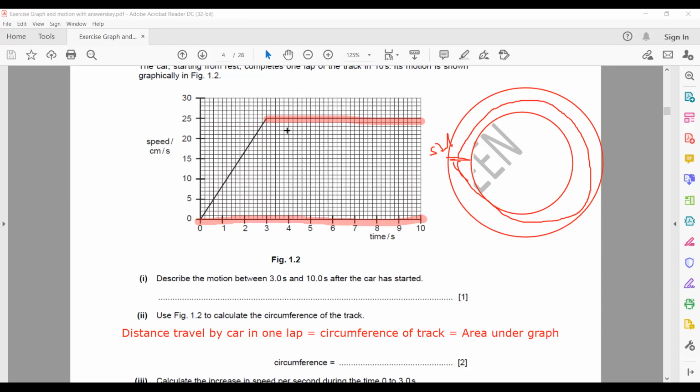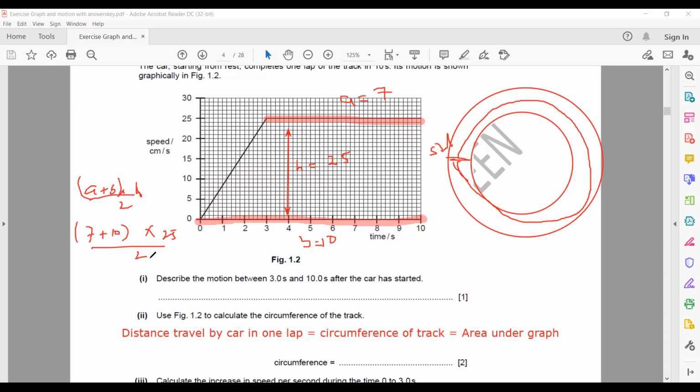And the difference between them is equal to h. So the difference between them is 25. This one is starting from 3 and ending at 10, so it is 7. B is starting from 0 and ending at 10, so that is 10. So we will simply use the area under the graph, or the area of the trapezium, to get the distance traveled by this car. So it will be (A plus B) multiplied by h divided by 2. So it will be 7 plus 10, 17, multiplied by 25 and divided by 2.